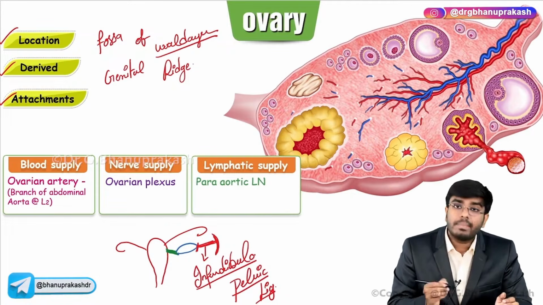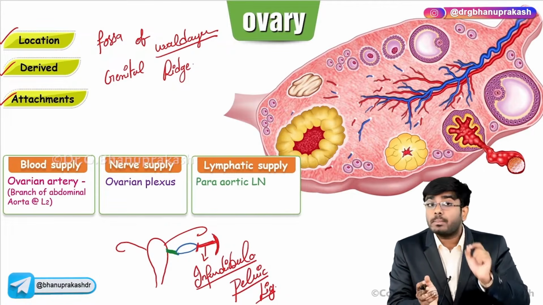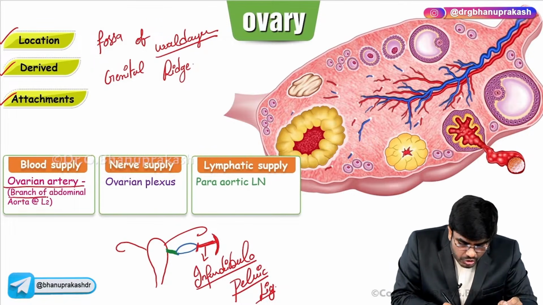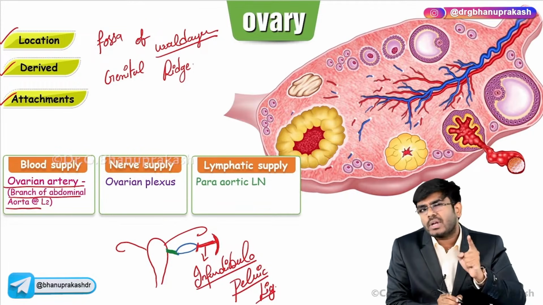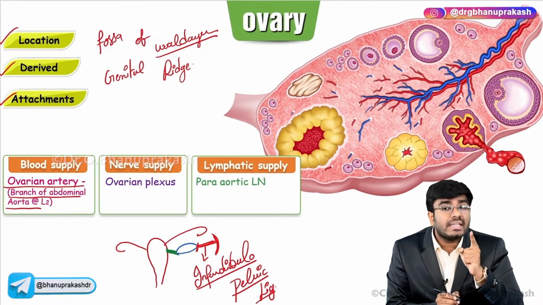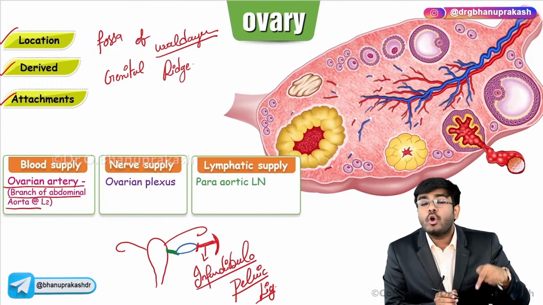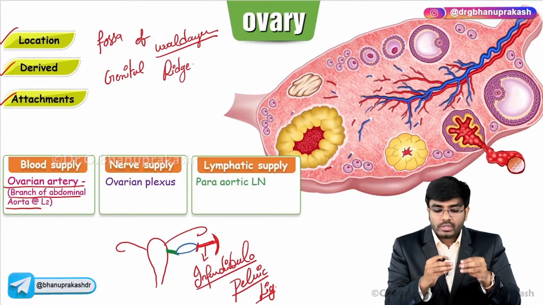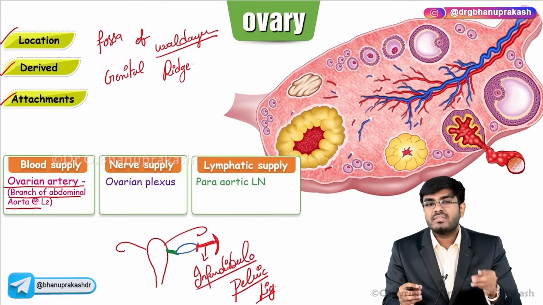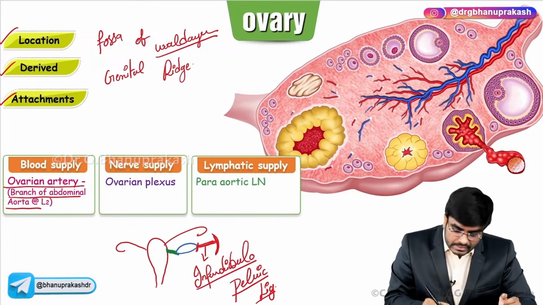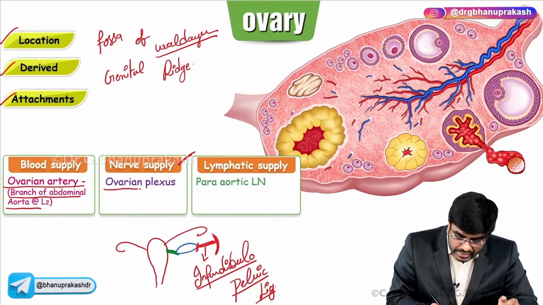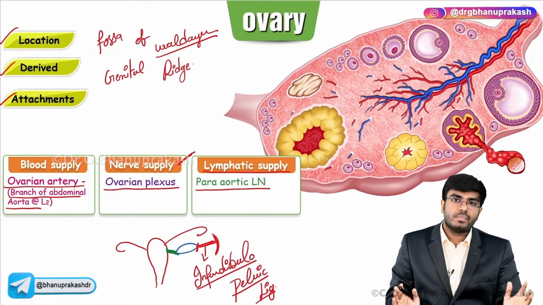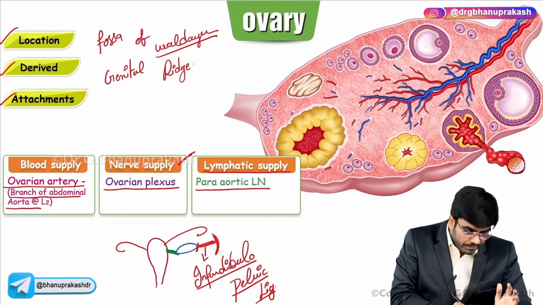Now what is the blood supply? Ovarian artery, very simple, but an important MCQ. Ovarian artery is a branch of the abdominal aorta, but uterine artery is a branch of the anterior division of the internal iliac artery. The ovarian artery takes its origin from the abdominal aorta at the level of L2. The nerve supply to the ovary is coming from the ovarian plexus, and the lymphatic drainage is going into the para-aortic lymph nodes. So these are some important points about the ovaries.